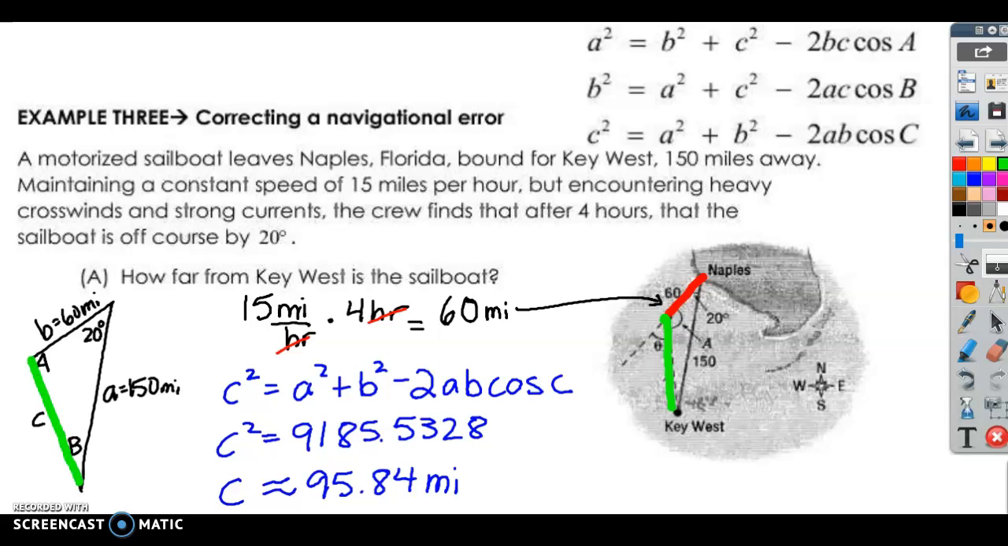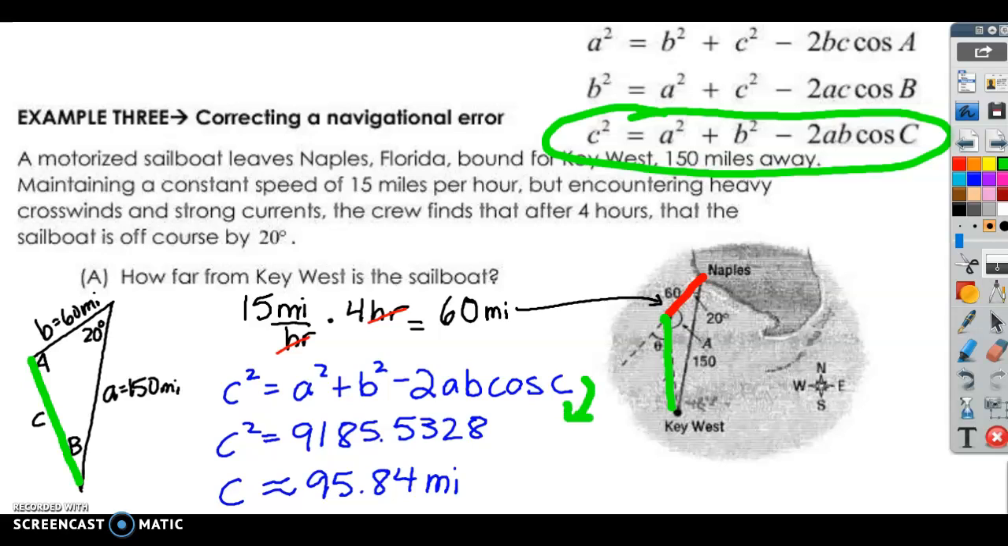I'm going to use my formula for the law of cosines: a squared plus b squared minus 2ab times the cosine of C. Take those values and plug them into the equation. If you do it properly, you should get this value. Take the square root, and you should get 95.84 miles.